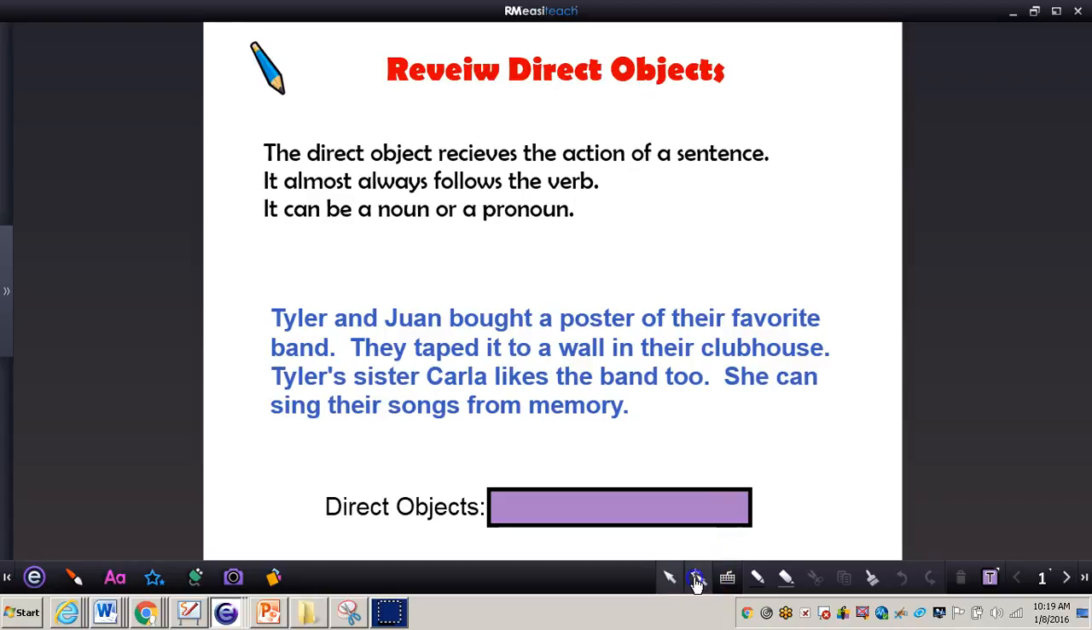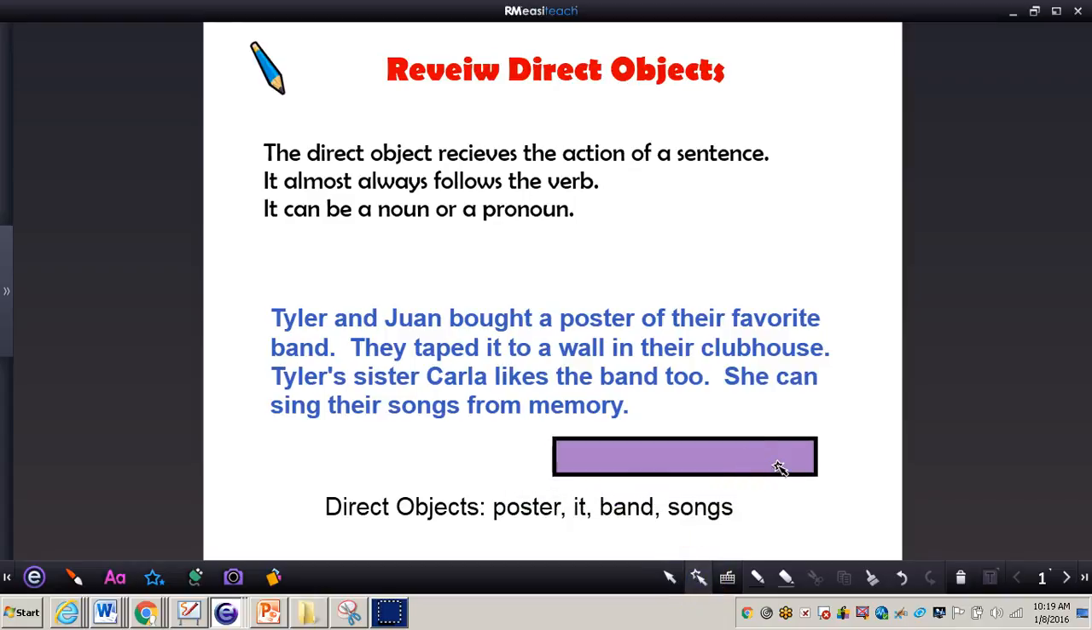Okay, so we can see from this paragraph, first direct object is poster, because Tyler and Juan bought, what did they buy? A poster. Next, they taped is the verb. What did they tape? It would be the next direct object. Next one, Tyler's sister Carla likes, what does she like? The band. And then finally, songs for the final direct object. She can sing. What can she sing? The songs from memory. So poster, it, band, and songs are all the direct objects within this paragraph.